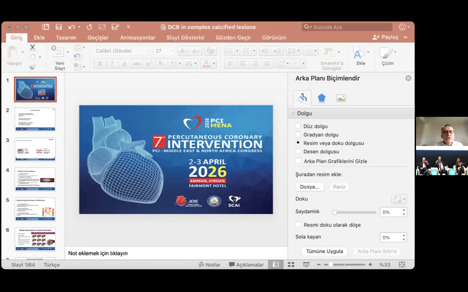So why should we consider less metal in selected bifurcations? In bifurcation PCI, every additional layer of metal comes at the cost of geometry, access, and long-term flexibility.